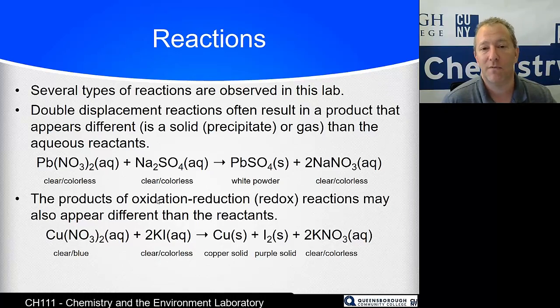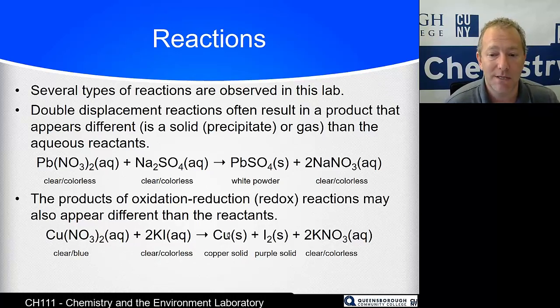The next type of reaction that you'll be looking at in the lab, potentially, are oxidation-reduction reactions, or redox reactions. Why we don't say reduction-oxidation, I don't know, but we know oxidation-reduction reactions, or redox reactions, can again generate products that appear differently from the reactant. And it's that difference of appearance that we're looking for. We have a clear blue solution, we have a clear colorless solution, we combine them together and we end up with copper solid.